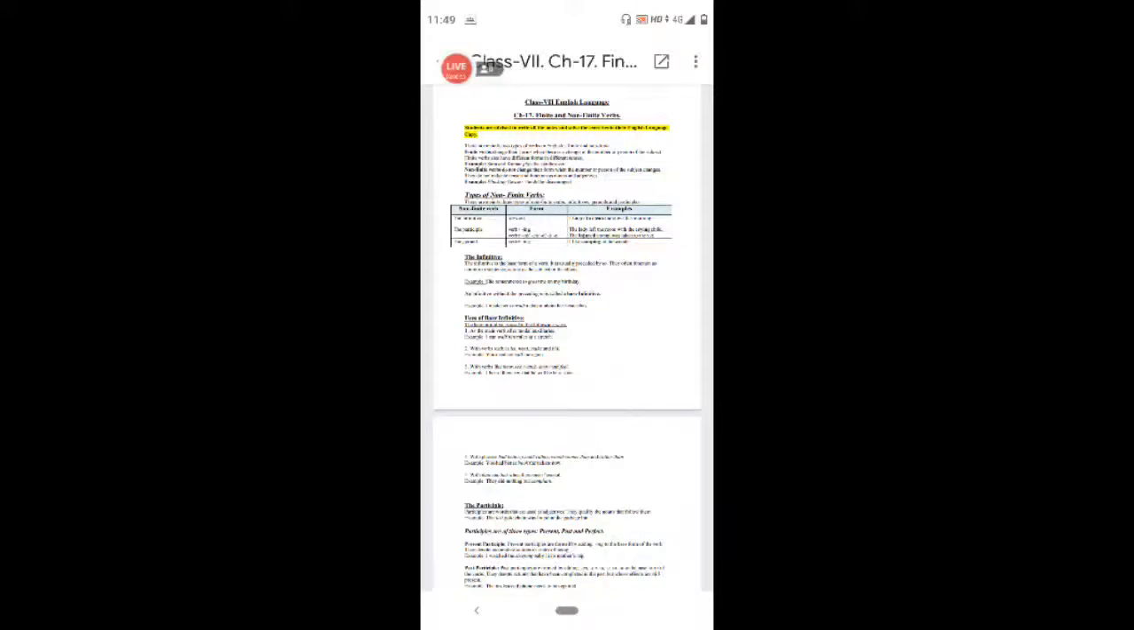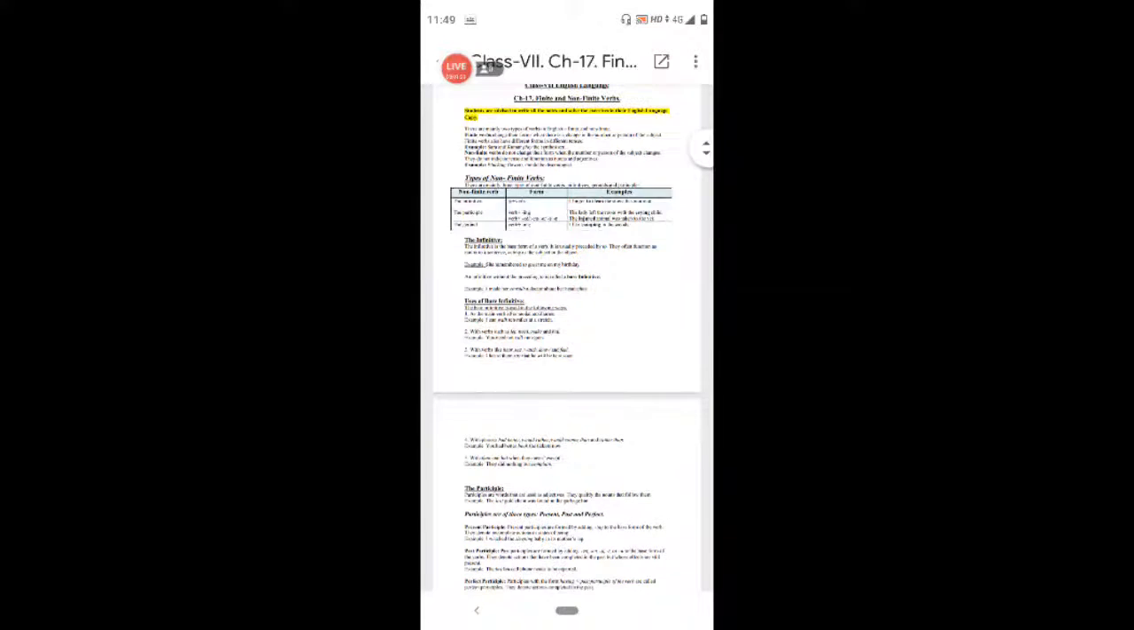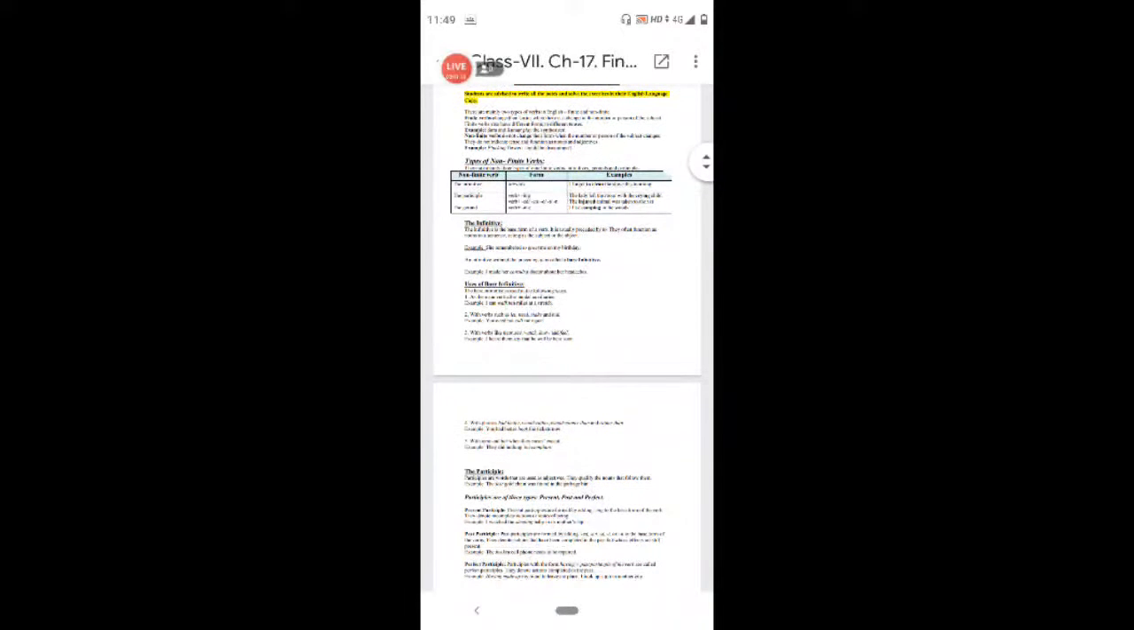So they change their form when there is a change in number or person of the subject, and non-finite verbs do not change their form when the number or person of the subject changes. They do not indicate tense and function as nouns and adjectives. Example: plucking flowers should be discouraged.